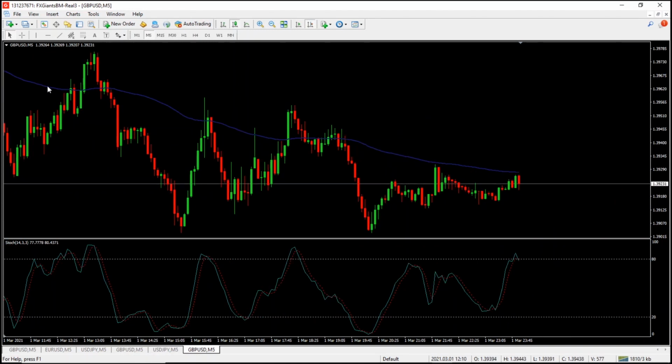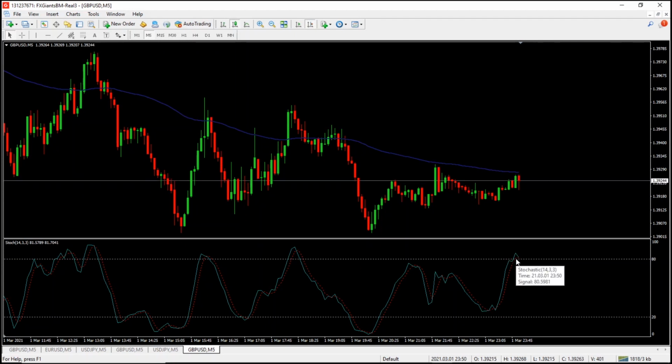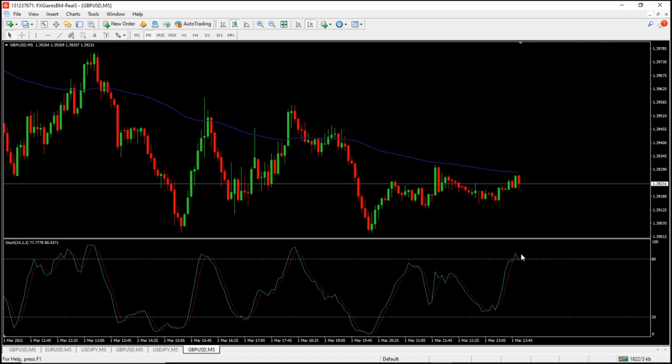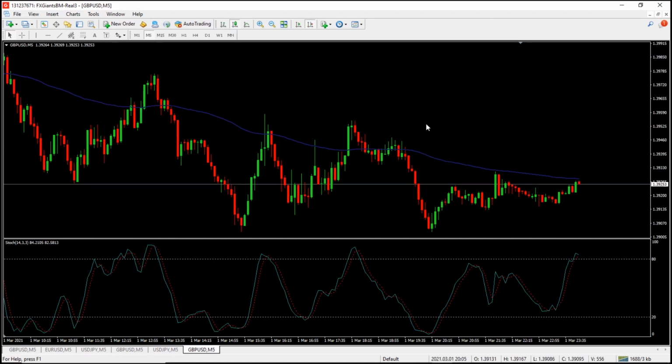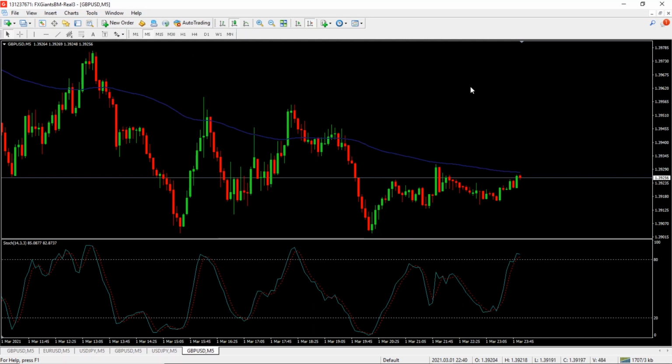Just as you can see, my moving average shows a downtrend, and I'm looking out for a sell trade, and I'm waiting for the blue line to cross over the red line. Once it crosses, I'm going to join it for a down trade. In a downtrend, only look out for a sell trade, and in an uptrend, only look out for a buy trade. It is also advisable to combine the stochastic oscillator with other indicators for more accurate readings.